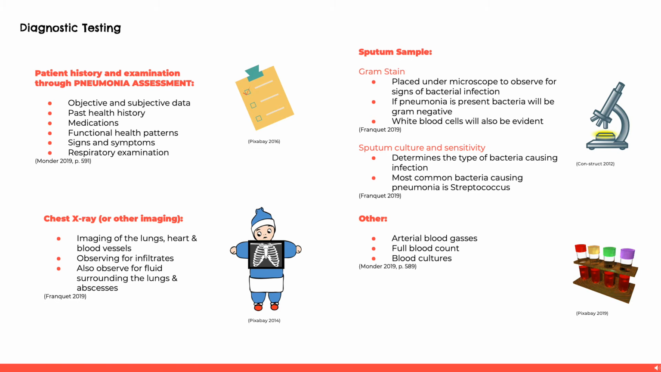If the sputum sample is sufficient and pneumonia is still suspected as a result of the gram stain, the sample will then be sent for culture and sensitivity tests to determine the type of bacteria causing the infection. The most common bacteria seen in the cases of pneumonia is Streptococcus. Other more invasive methods of diagnosing community-acquired pneumonia include obtaining arterial blood gases for observation and obtaining a full blood count to observe for high levels of white blood cells.